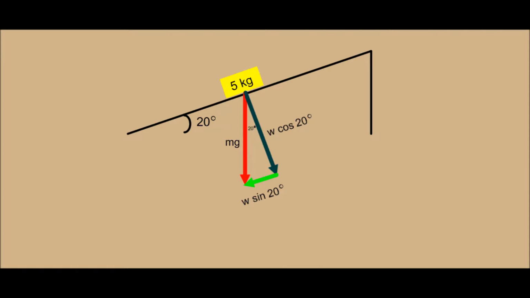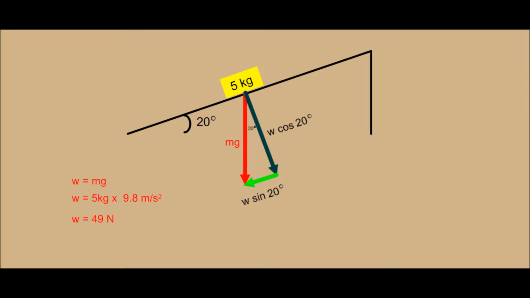Well, we know what the weight is. The weight is m times g. Using SOHCAHTOA, we know that the green arrow would be the weight times the sine of 20 degrees. We know that the blue arrow would be the weight times the cosine of 20 degrees. That red arrow, the weight, looks a little bit sideways, but it is actually the hypotenuse of a right triangle. So the weight, being the hypotenuse, can be used with that 20-degree angle to find what we need.